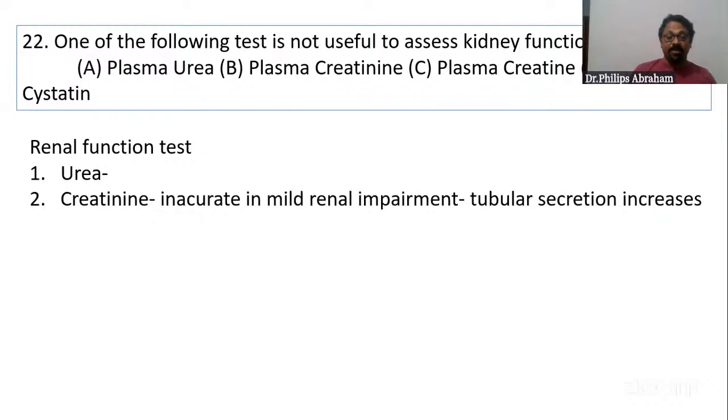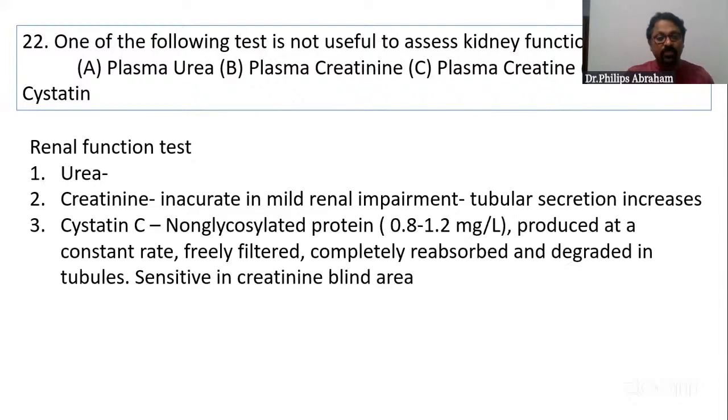Second one is creatinine. But one important thing about creatinine, one disadvantage, is that in mild renal impairment, that means the starting stage of renal impairment, there is not only filtration, tubular secretion is there. Tubular secretion increases, so the creatinine value will not vary in the starting stages of renal impairment. That also can be used as a parameter for renal function. These two, both urea and creatinine, have their own disadvantage. That's what I was trying to say.